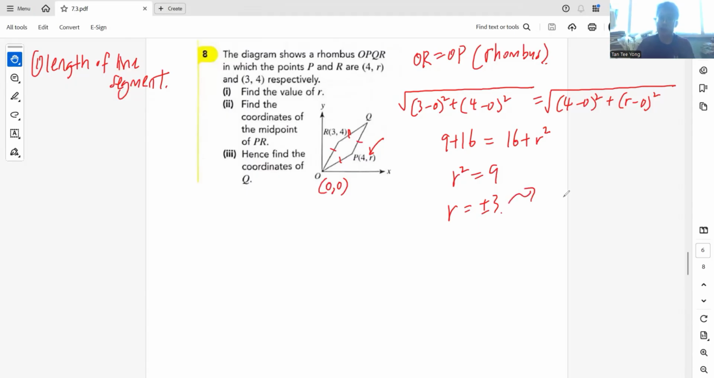Okay, but you've got to reject negative 3, because the R coordinate of P is on the positive side of the x-axis, right? So R equals negative 3 is rejected. Therefore, my R is equal to 3. Okay, so this is for part 1. Then for part 2, right?